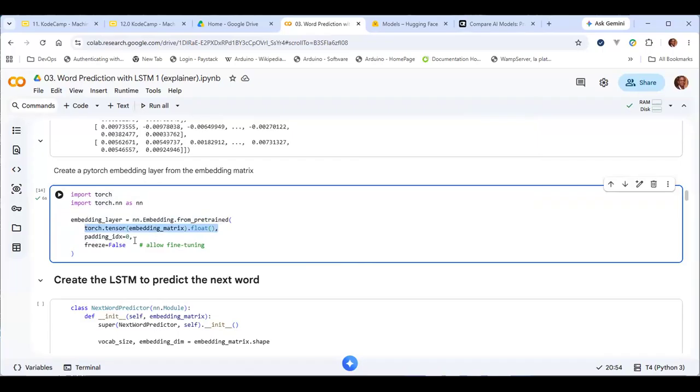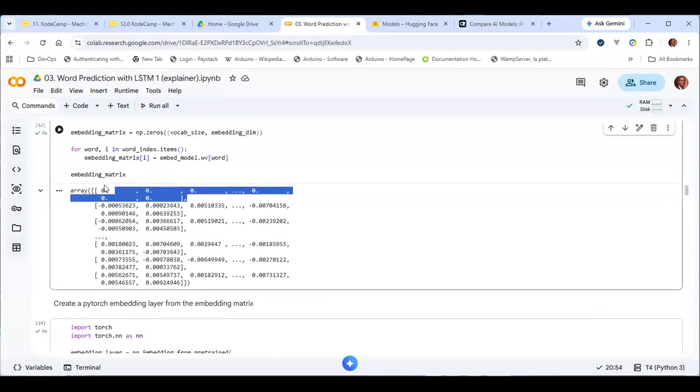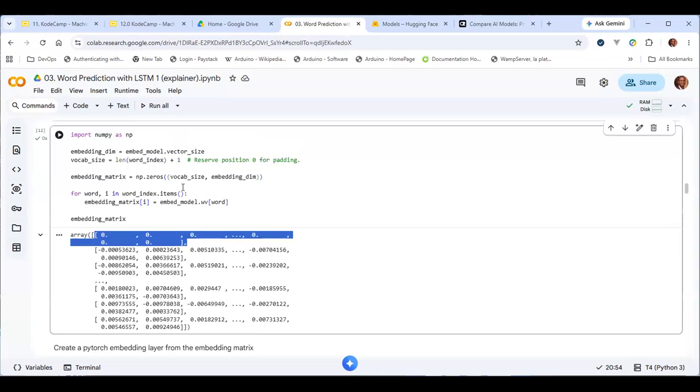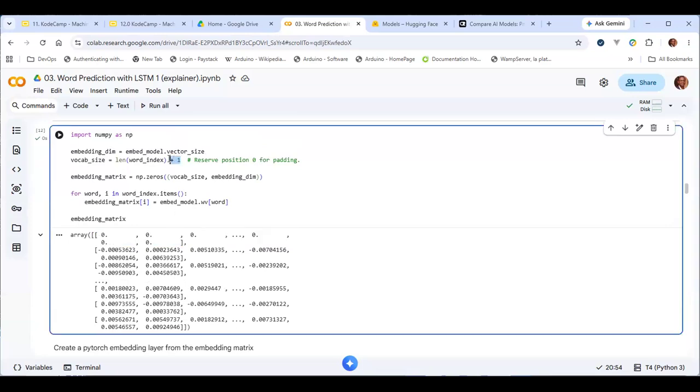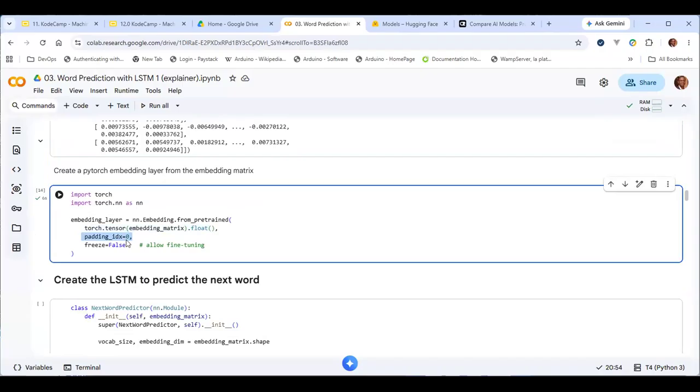Then you also have to specify which position this embedding matrix corresponds to the padding index. That is the one that says, I don't know what this word is, right? So remember we had the padding index, it was 0. We had shifted everything by 1 when we added 1 here. So the zeroth entry, there's nothing there. So we're using that as our padding. That's what this comment means. So reserve position 0 for padding. So specify that same position 0. The padding index is position 0.